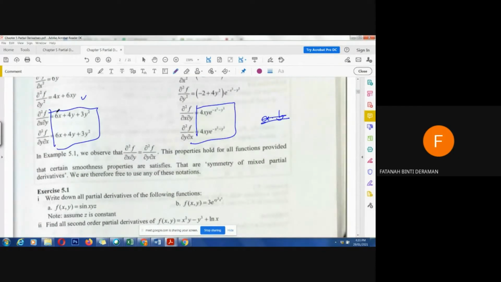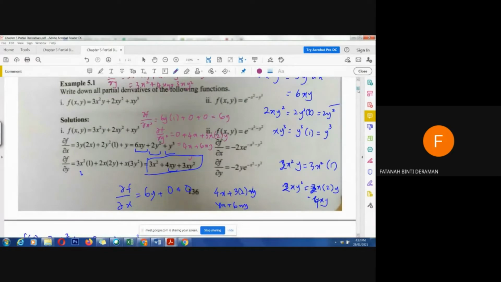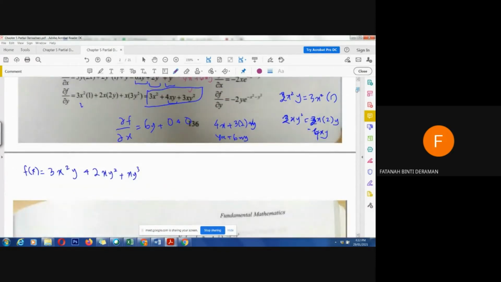Here we differentiate with respect to y first, and then we differentiate with respect to x, and we will get this. In this example the same thing also happened. So you can see and try yourself. You see the steps, and then you close the steps, and then you try again for your own understanding.